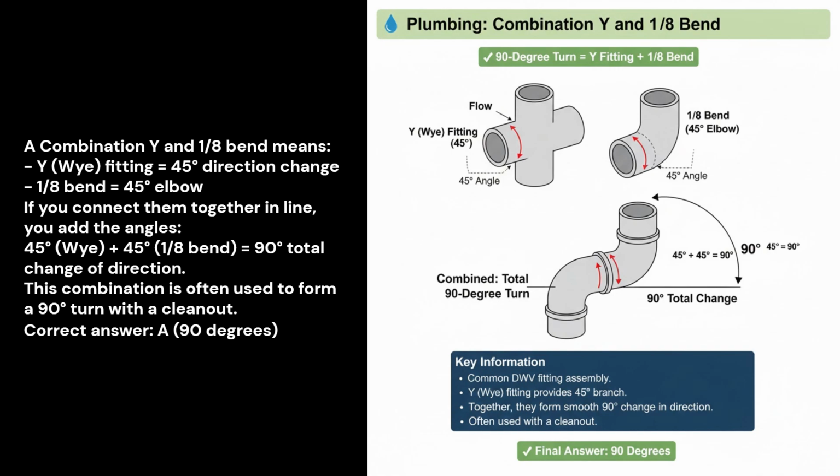1/8 bend equals 45 degrees elbow. If you connect them together in line, you add the angles. 45 degrees, Y, plus 45 degrees, 1/8 bend, equals 90 degrees total change of direction. This combination is often used to form a 90 degrees turn with a clean out. Correct answer, A. 90 degrees.